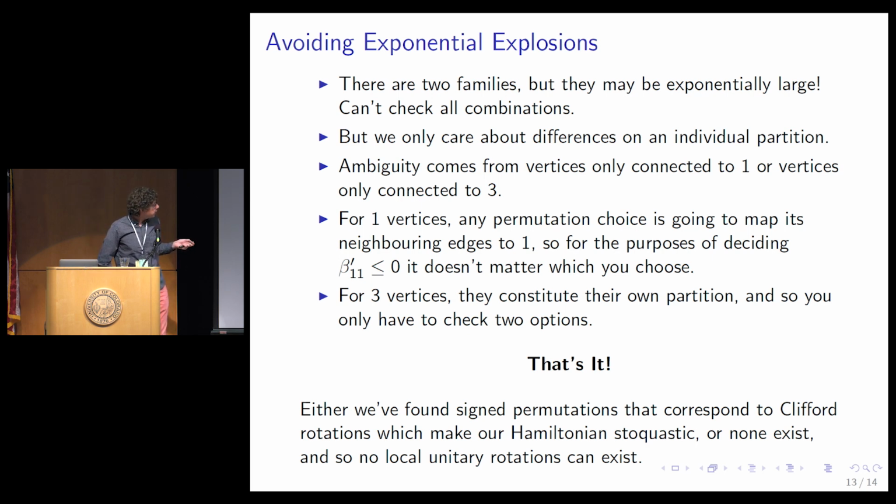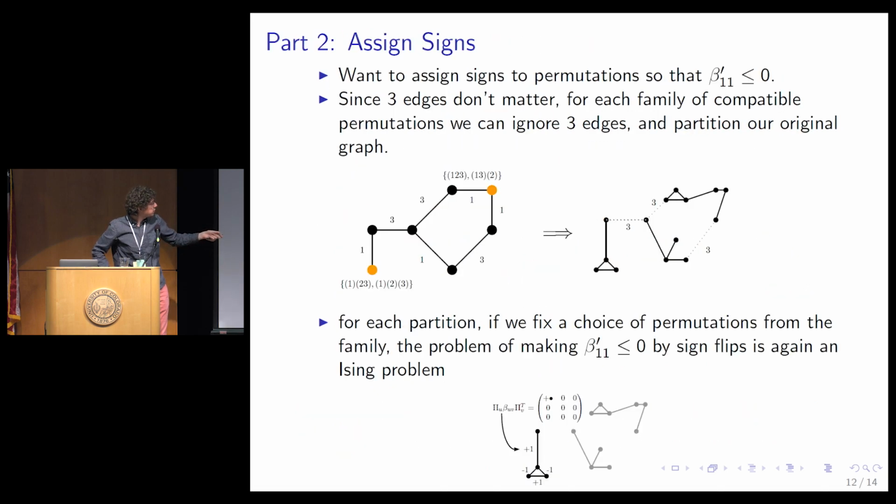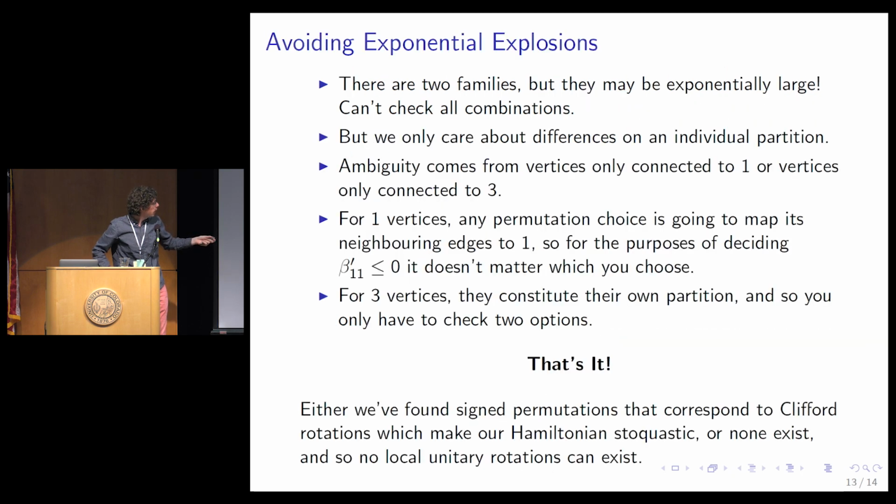For the vertices connected to a 3, they constitute their own partition. That is to say, when I performed this expansion here, the vertices connected only to a 3 will be their own little partition. And as such, there will only be two possible choices of permutations I'll have to check on those sets of vertices, which limits the size of the things I have to check. And so we avoid this exponential explosion in this way. And that's basically the algorithm. Once I've bounded the number of permutations you have to check, you can easily go through them and see which ones work.